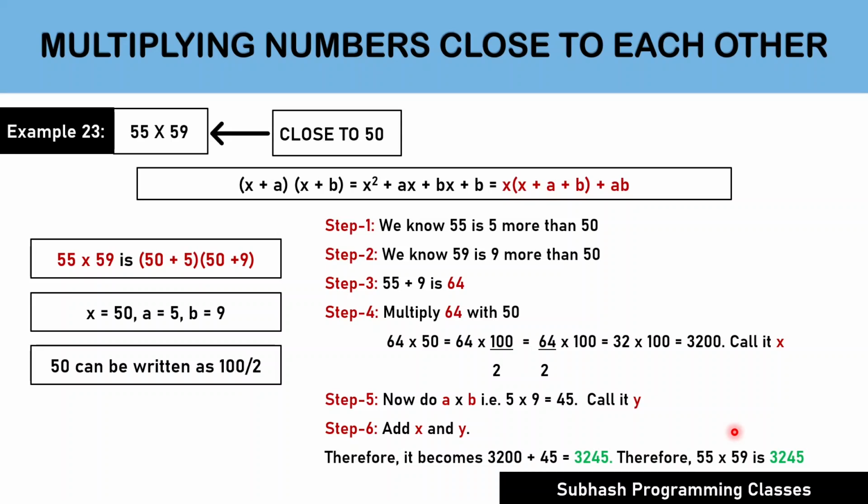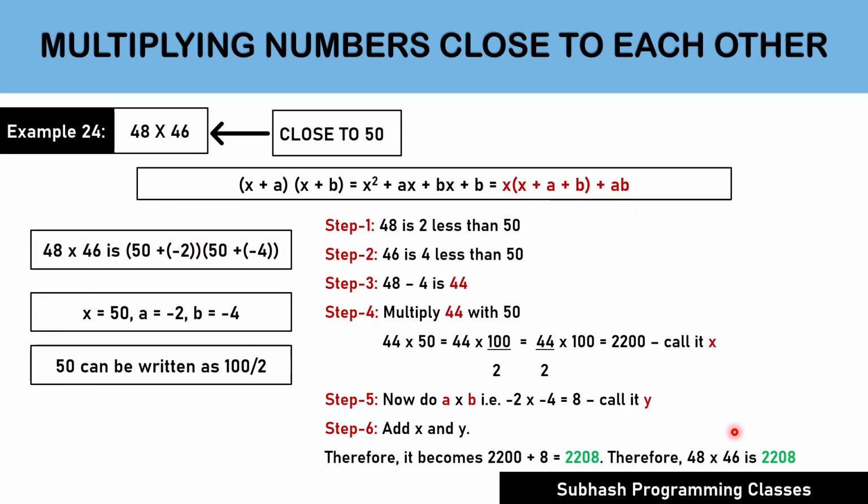Now, let me show you another problem that involves numbers that are close to 50. We can consider the algebraic expression (x + a)(x + b) = x(x + a + b) + a × b. Here, 48 into 46 can be written as (50 + (-2))(50 + (-4)). Also, by comparing this with the algebraic expression, we understand that x is 50, a is minus 2 and b is minus 4. Also, we know that 50 can be written as 100 divided by 2.